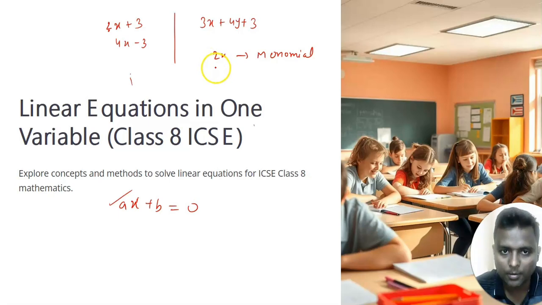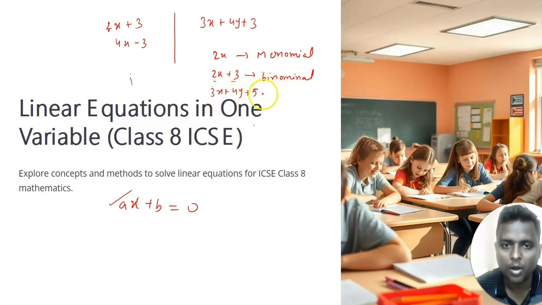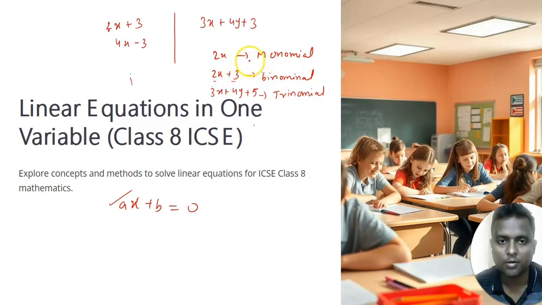Okay, when we write 2x plus 2, there are two terms, so we call it a binomial. And when we write three terms, we can write it this way, 4y plus 5, and so on. So it has three terms. We call it a trinomial. So this is how we can divide algebraic expressions according to terms.